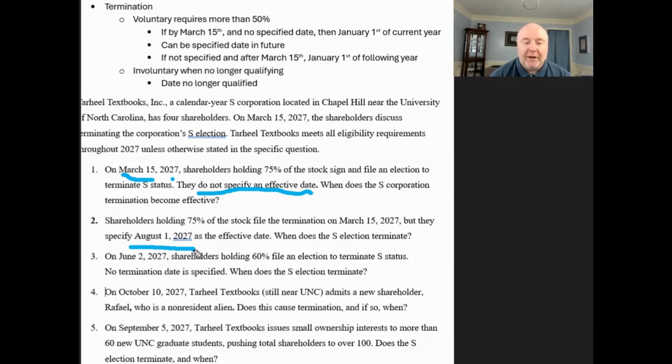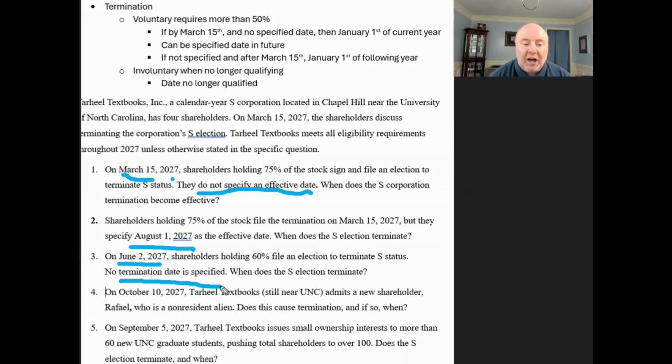Example number 3: on June 2nd, 2027, after the 15th day of the third month, shareholders holding 60% file an election to terminate the S status. No termination date is specified. When does the S election terminate? Okay, it's after the 15th day of the third month, so it's June 2nd, 2027. There's no termination date specified, so we're going to be January 1st, 2028. We had to go through the entire year because there is no other date specified. So we're going to be 2028, January 1st, 2028.